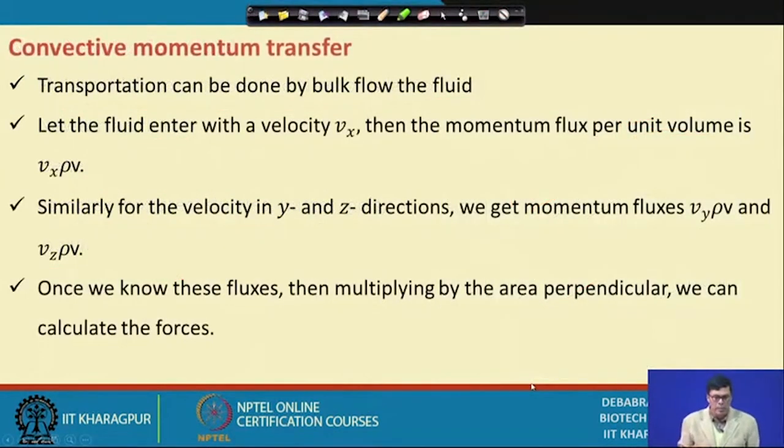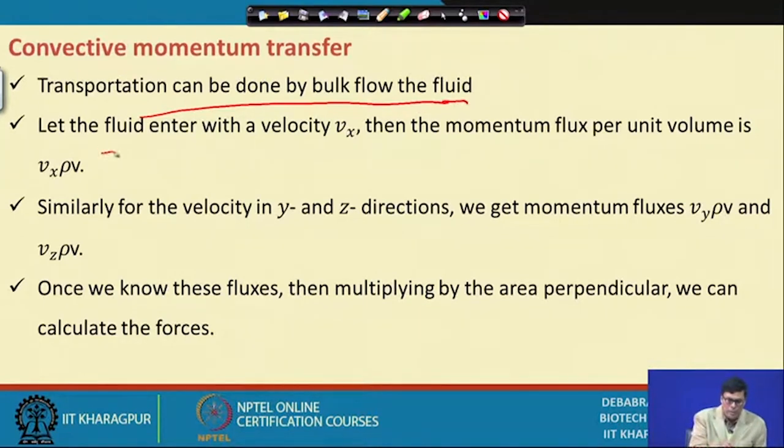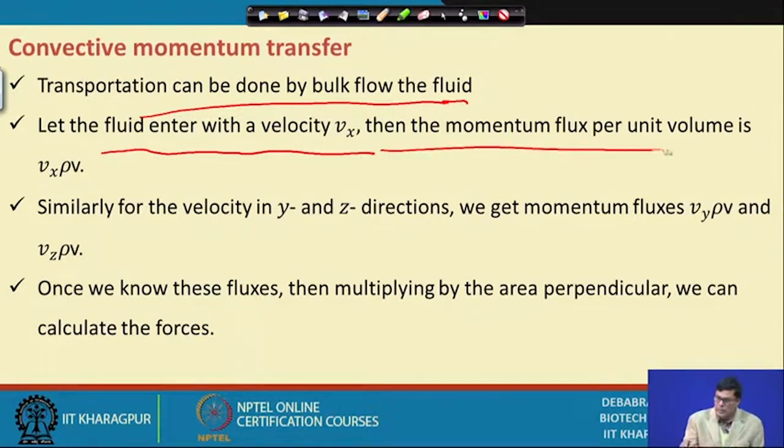Now convective momentum transfer, I already explained to you what convective is. The transportation can be done by the bulk flow of the fluid, and if the fluid center has the velocity Vx, then the momentum will be what? This is Vx into rho.